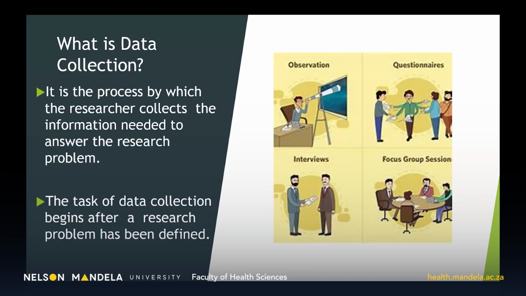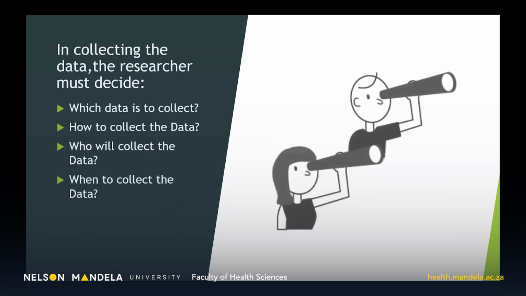And these are the different methods of collecting data. We'll talk about observation, questionnaires, interviews, and focus groups. I think this discussion we're going to have to put on ice. I'll just highlight this quickly, but I would love to go into detail on this some other time. In collecting data, the researcher must decide which data to collect, how to collect the data, who will collect the data, and when to collect that data.